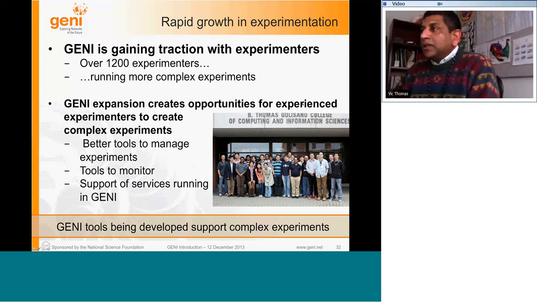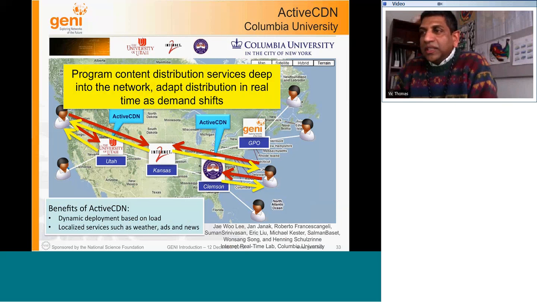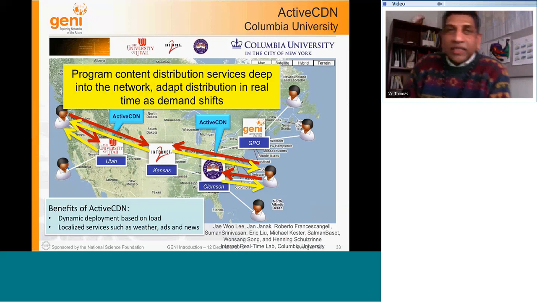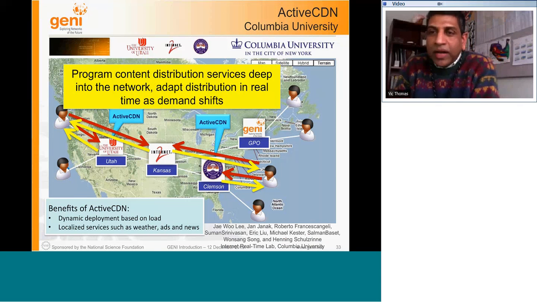And let's see. Here are some examples of experiments that people are running on GENI. This is an experiment from Columbia University. It's a content, and all these examples I'm going to present to you are non-IP experiments.